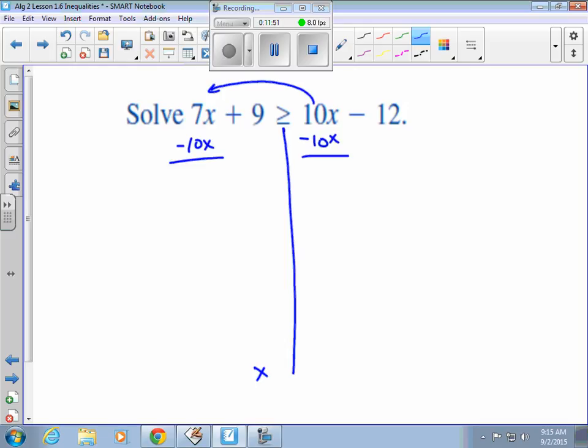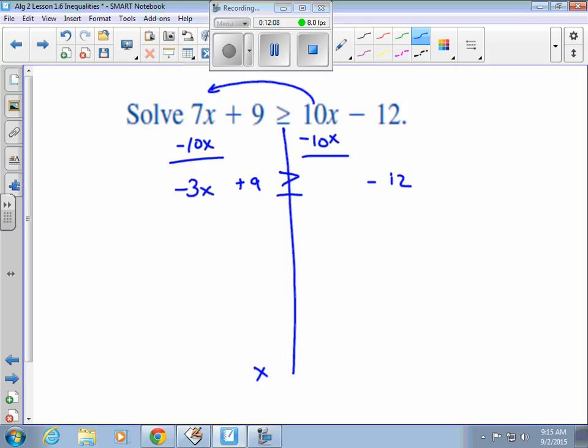7 minus 10 is negative 3x. We still have plus 9 on the left. We still have negative 12 on the right. 10x is gone. All we did was subtract 10x. We did not multiply or divide by a negative number. So this symbol is going to stay just like it is.